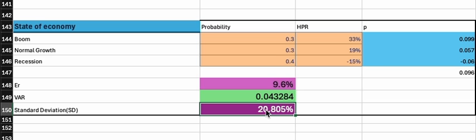0.043284. Now, to calculate for the standard deviation is super easy. We just did the hardest part. All we'll do is take the square root of our variance, and we're given 20.805% for our standard deviation.